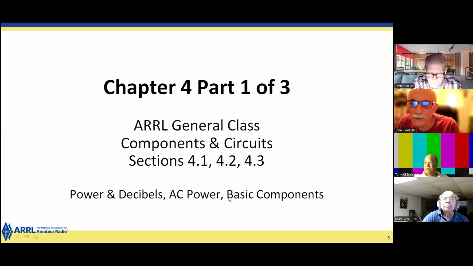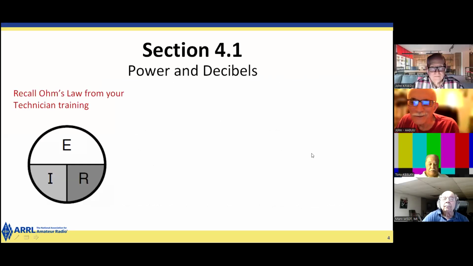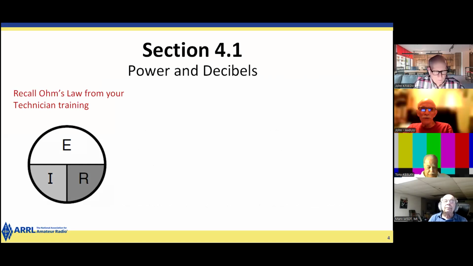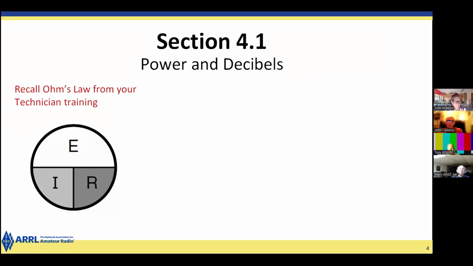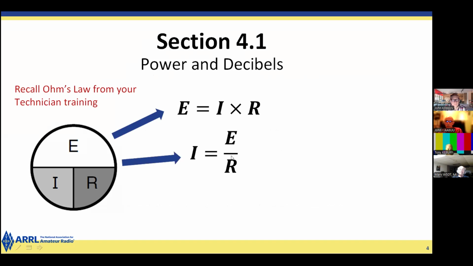Power, decibels, AC, and it's just a few pages here, I'll tell you. But it stumped me right away. Recall Ohm's law from your tech training. Yeah, they're relying a lot on your tech training here. So E equals IR, with E being voltage, I current, and R resistance. And yeah, I was telling Wes, I got a little handout.